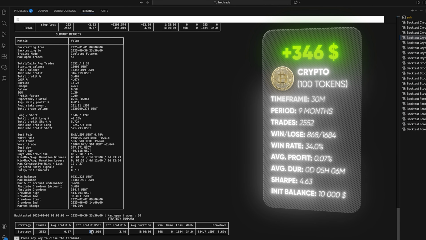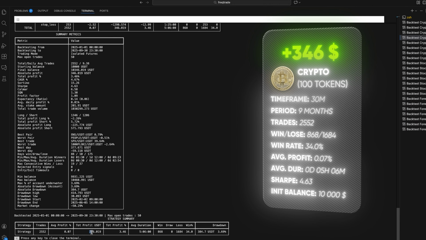And on 1 day time frame, we have 0 trades. So our profit is 0. Let's move to 2 hours. This time we have only 15 trades. Our sharp is negative minus 1.39 and we lost just $35.